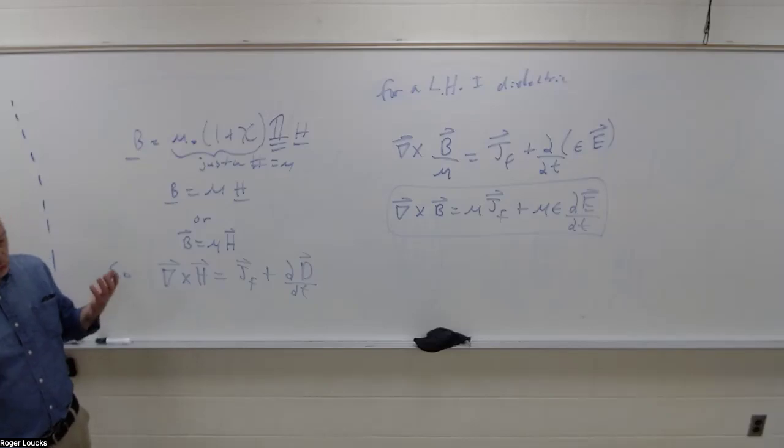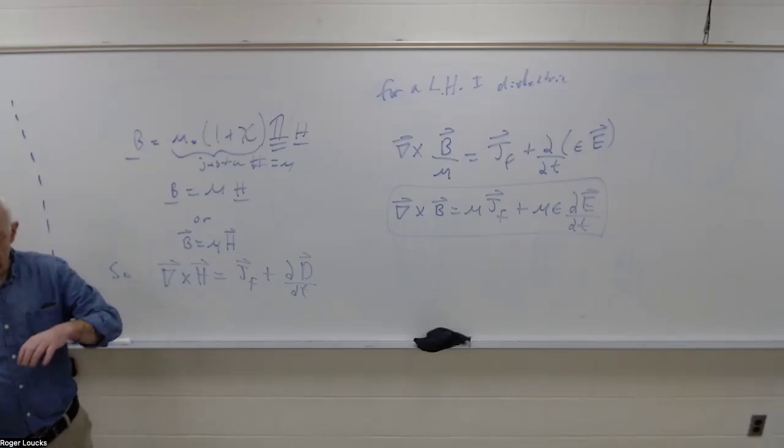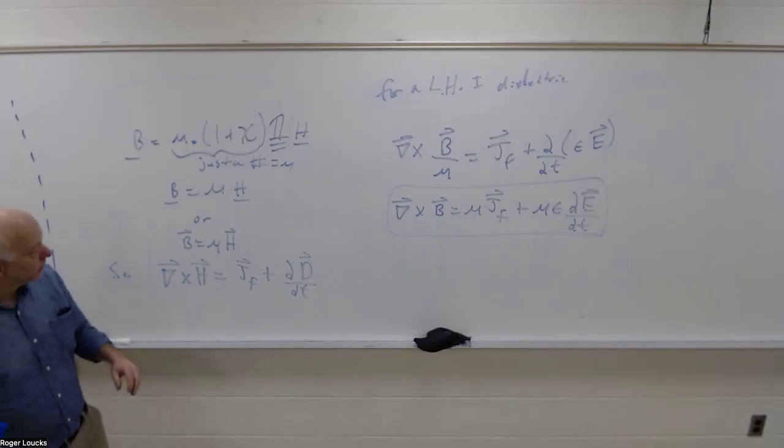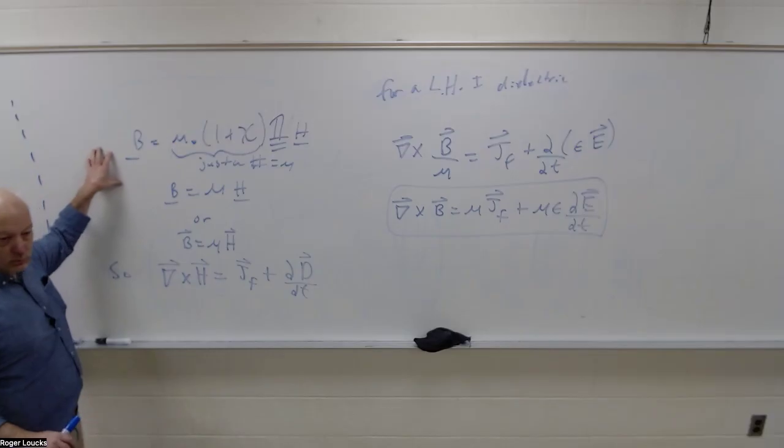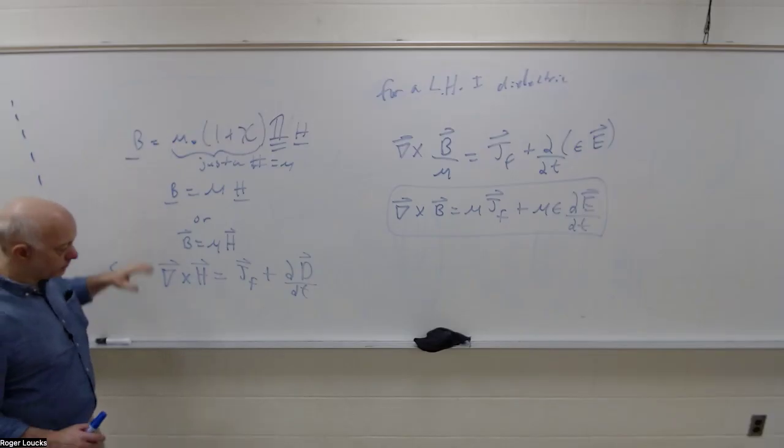So let's actually write Maxwell's equations in the original form, then in general for dielectrics, and then for the linear homogeneous isotropic dielectrics. So we have three forms of Maxwell's equations. Can this go on the last line? But the first part? Yeah. Okay.